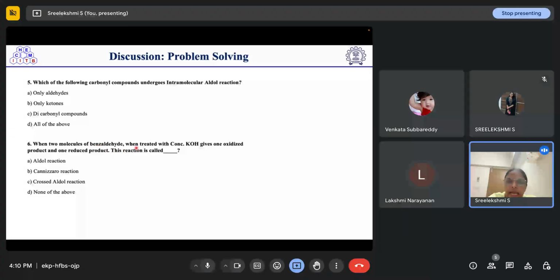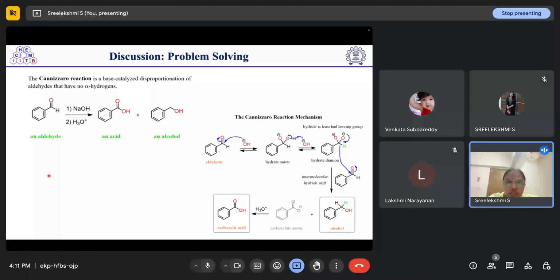Next, we haven't discussed this, but we can brush it up. When two molecules of benzaldehyde are treated with concentrated KOH, they give one oxidized product and one reduced product. The reaction is called Cannizzaro reaction. In aldol we saw that an alpha hydrogen is needed. In aldehydes having no alpha hydrogen, when we treat with base, we get one carboxylic acid and one primary alcohol. The oxidized product is the carboxylic acid and the reduced product is the primary alcohol. Both come from the same reaction. This is the Cannizzaro reaction. This compound has no alpha hydrogens. When we treat it with base followed by hydrolysis, we get this acid and this alcohol.